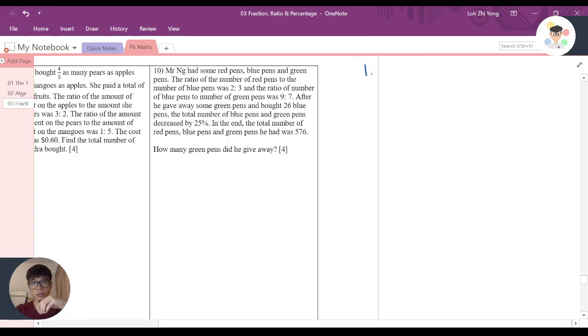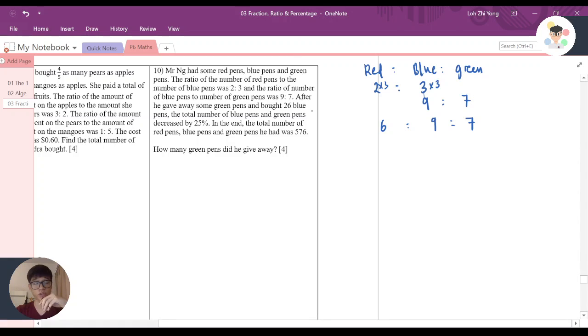So you can just write down the ratio here: red, blue, and green. And here it says the red to blue is 2 to 3. So it's 2 to 3. And blue to green is 9 to 7. And this is the concept of ratio of three quantities. What you need to do is basically times 3 to make it the same, so that here it will become 6, 9, 21.